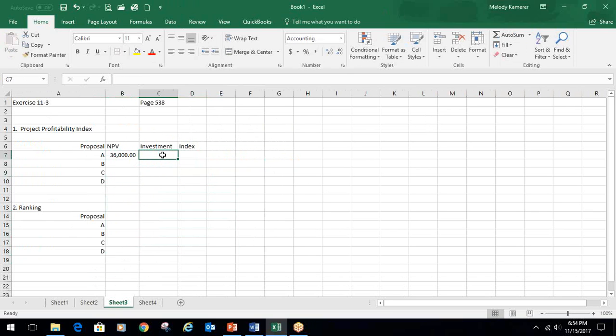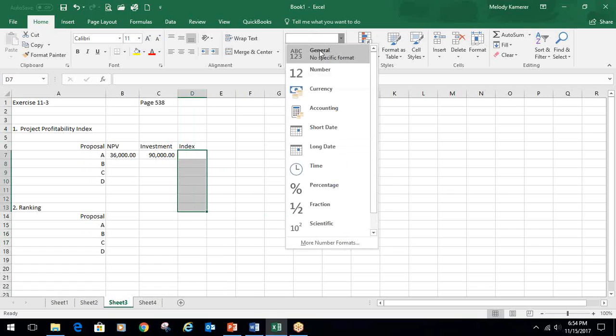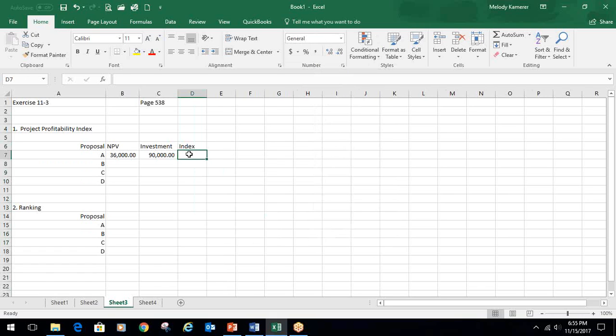Okay. Our investment was $90,000. And to get our profitability index, we want to divide our net present value by our investment. So we'll divide 36,000 by 90,000 to get a profitability index of 0.40.